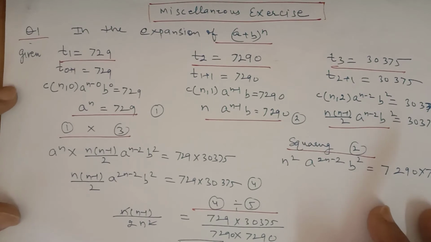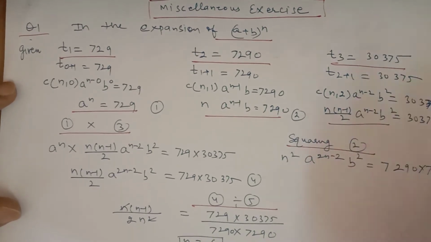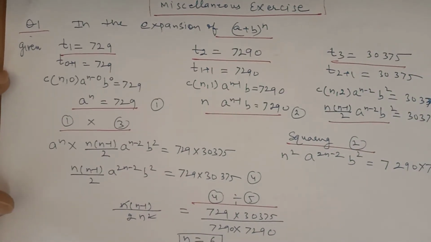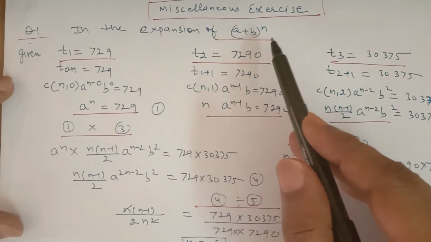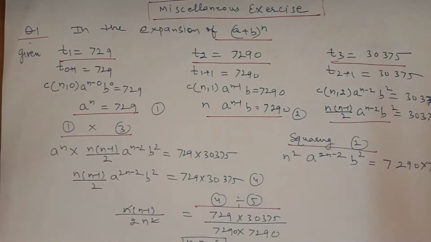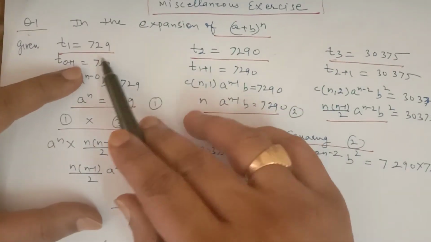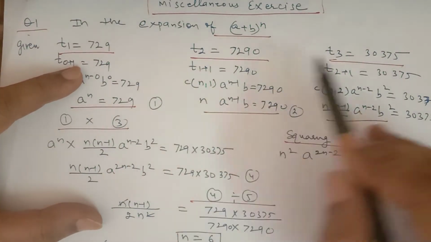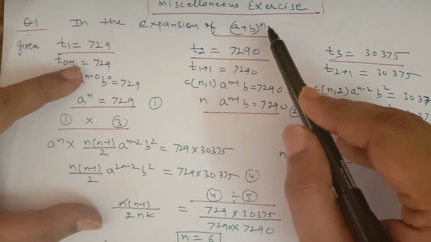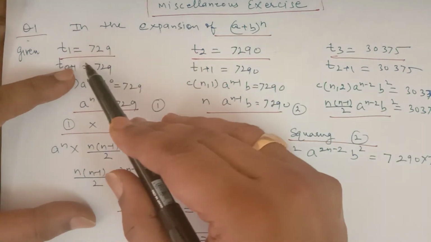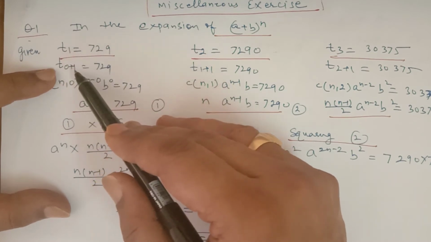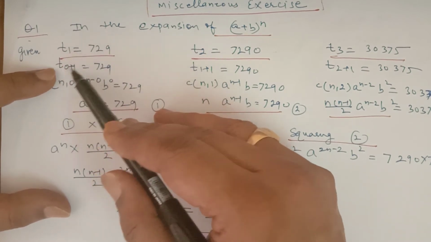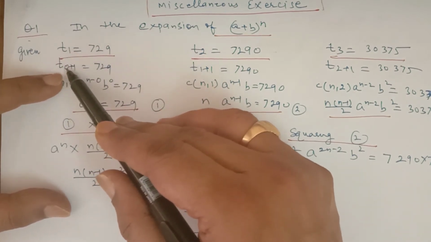Now in question number 1 of the miscellaneous exercise, it is given that in the expansion of (a plus b) raised to power n, the first 3 terms are given. The first term, the second term and the third term are given, and you have to find the values of a, b and n. So see it very carefully. The first term is given as 729. For the first term you write the r plus 1 form. So for 1 you can write 0 plus 1. So the value of r here is 0.